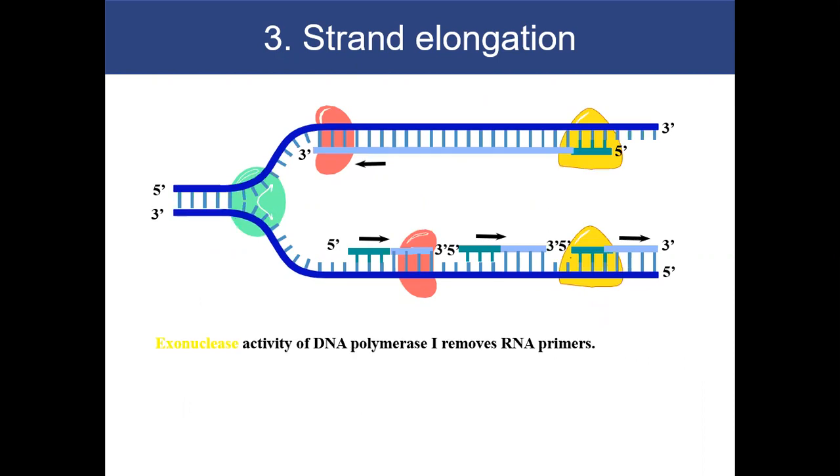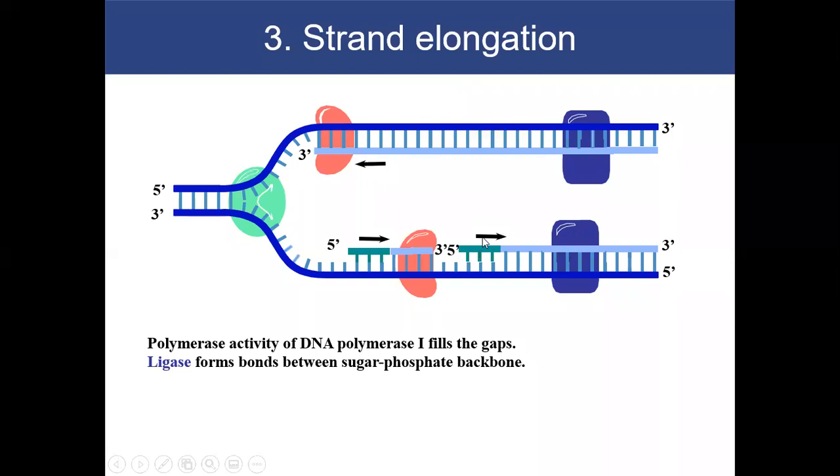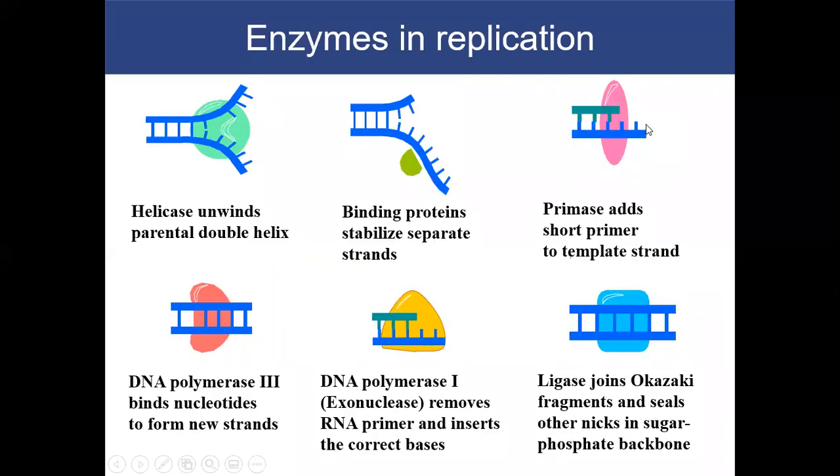Now, if you look here, you can see the next thing that happens is we have the polymerase 1 coming in, and the polymerase 1 is responsible for removing the RNA primers from the strand. After it would have removed those primers, we have the ligase coming in, and the ligase actually forms the bonds between the sugar phosphate backbones, between the bases and the sugars that are in this new strand here.